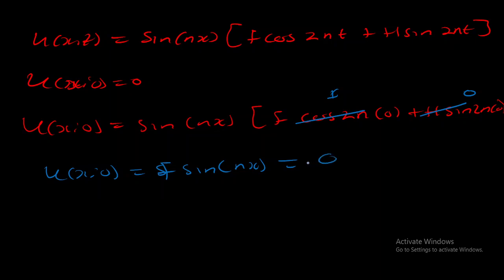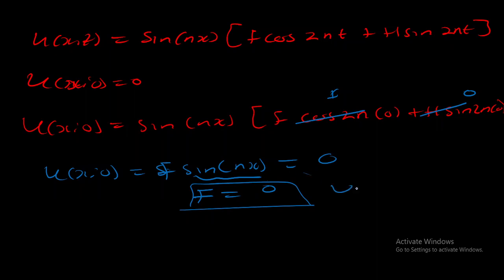Is equal to 0. But the function of sine can never be equal to 0. The function of sine can never be equal to 0. This implies that f is going to be equal to what? f is going to be equal to 0. Why? Because if you multiply the function of sine with 0, you're going to get 0. It means the left hand side will be equal to the right hand side.